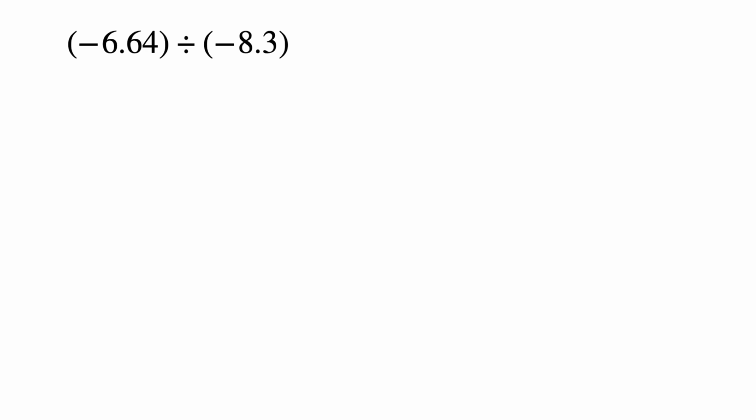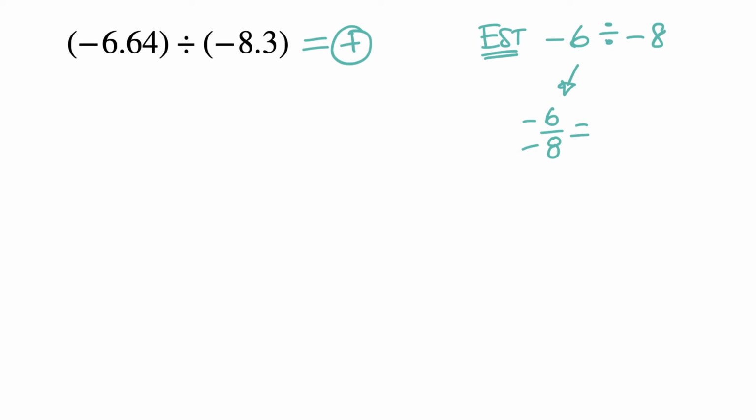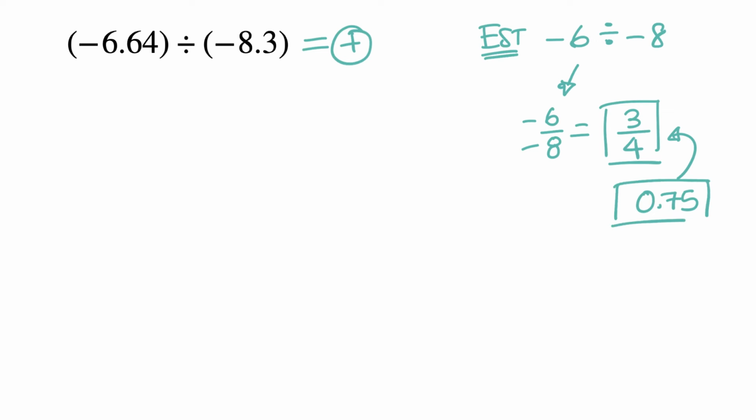All right, so in our last example here, we've got a negative number divided by a negative number, which is going to be positive. Then we can estimate, and let's just round this to negative 6 divided by negative 8. And I'm picking negative 6 instead of negative 7 because if I rewrite this as a fraction, 6 over 8, this is going to be positive. And if I simplify this fraction, I get 3 out of 4. And 3 out of 4, I know, is going to be 0.75 because 3/4 in American money is 75 cents.